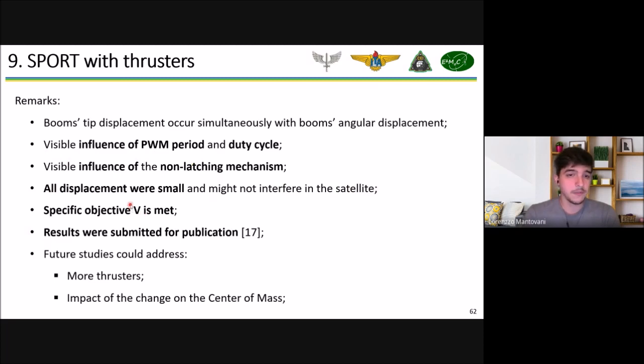Now we consider the fifth specific objective to be met, that was to understand the influence of modulated thrusters on flexible non-latching booms. And these results were already submitted for publication, and they are currently under review. Some further studies for this section could address more thrusters in other directions and the impact of the change in the center of mass, because when we are applying force, the booms are moving, and when the booms are moving, the center of mass changes, and then we have a distance between the force that's being applied and the center of mass. So now we can also have torques that can make another interesting study.